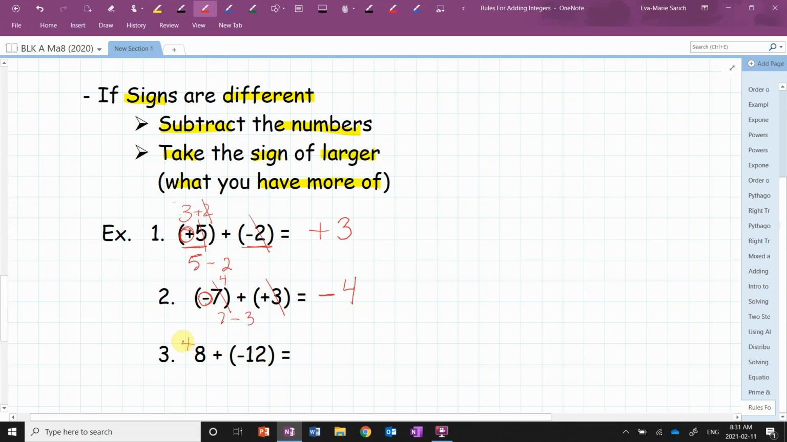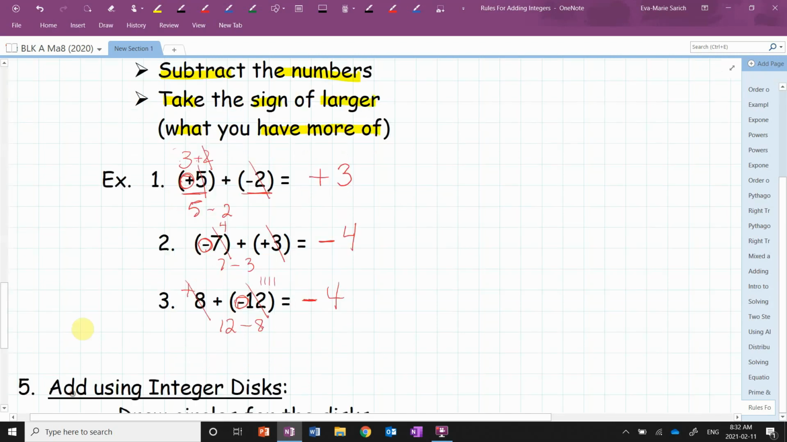So now we have different signs, okay? So what do we have more of? That's going to determine what the sign of the answer is. Well, 8 positives and 12 negatives, so we have more negatives. So our answer is going to be negative. 8 of these, because that's a smaller amount, is going to cancel 8 of those. How many are left? Count up, that's easiest. 8, 9, 10, 11, 12. So you can see we have 4 left. Another way you can do it is just subtract the numbers, 12 minus 8, and that also gives you the 4. Taking the sign of the larger, though.